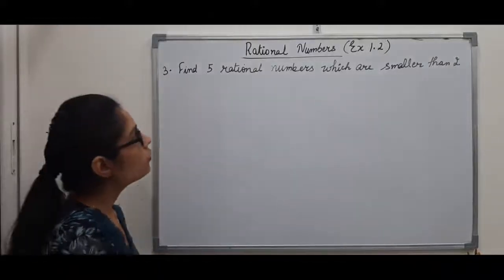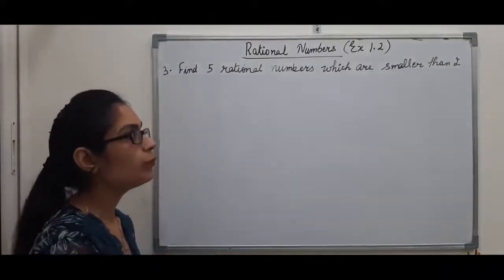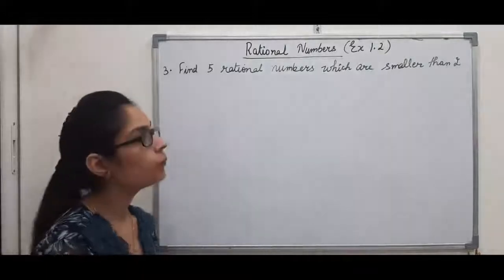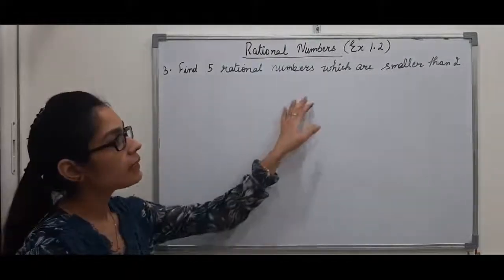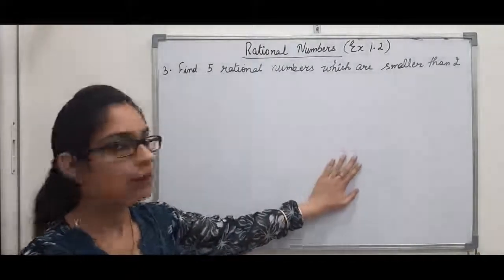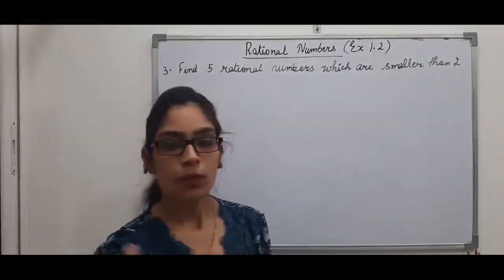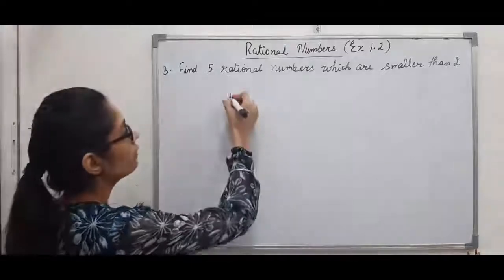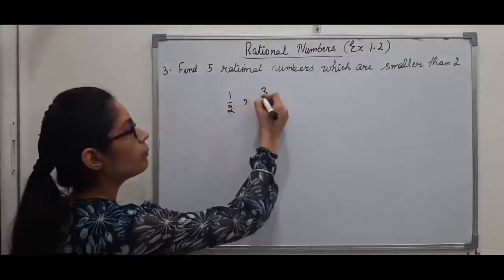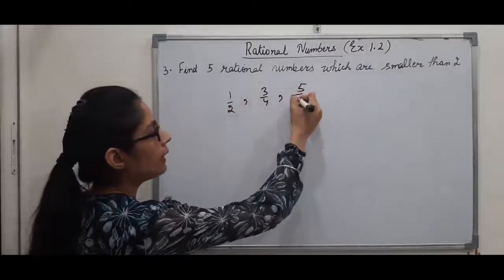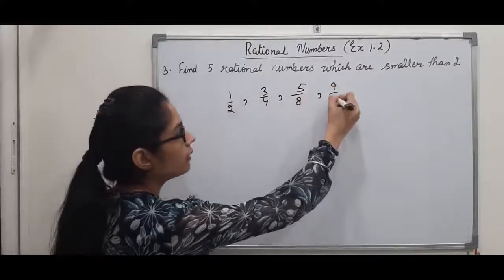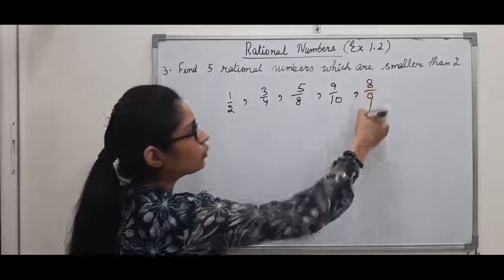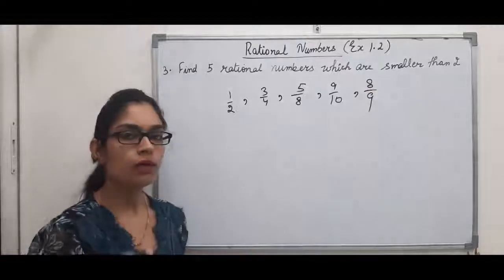Third sum is: find 5 rational numbers which are smaller than 2. This is very easy. You can write any number according to your choice. I will tell you 1 by 2, 3 by 4, 5 by 8, 9 by 10, 8 by 9. Choose any number according to your wish.